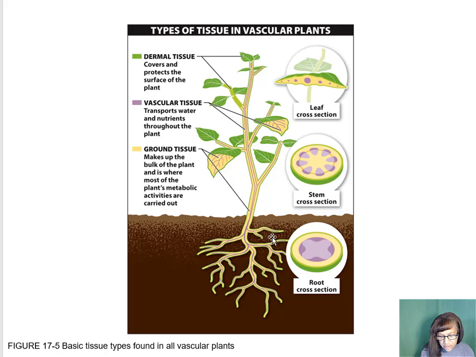And again, taking a look at the root system, this is a cross-section. We have the dermal tissue, we have the ground tissue, we have the vascular tissue.